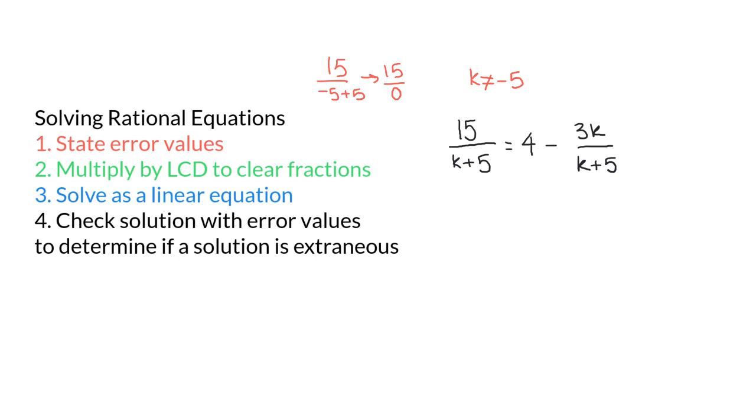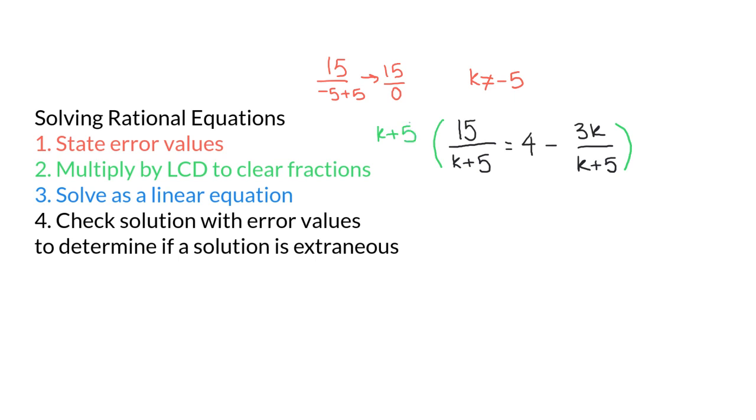Okay, after we've stated the error values, we want to find the least common denominator. The least common denominator in this case would be any factor that appears in the denominator. So here the only factor that appears in the denominator is k plus 5. So we're going to multiply the whole equation by k plus 5.